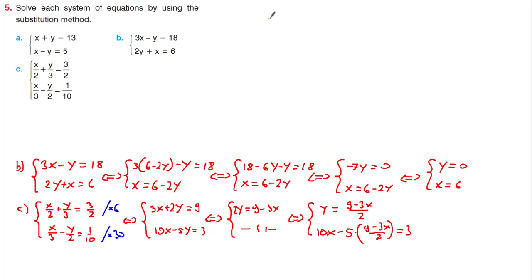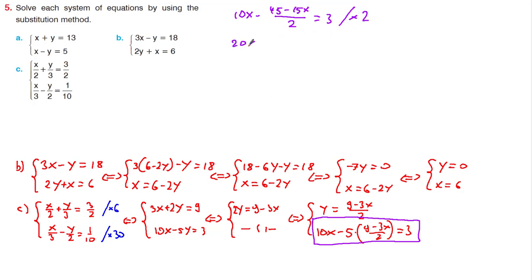Let's continue solving only the second equation. Now 10x minus 5 times 9, it's 45. Minus 5 times 3, that's 15x over 2, it's equal to 3. We can multiply both sides by 2.